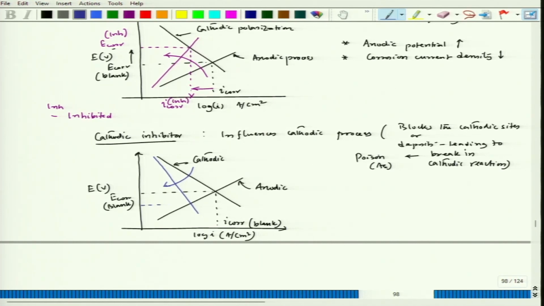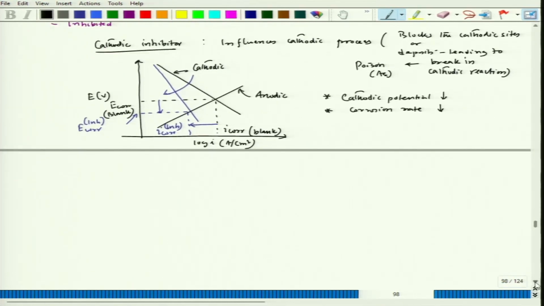So, now you could see the potential. This is E core inhibited, and this is I core inhibited. You could see that the corrosion rate reduces, at the same time E core drops. So, here two effects again. This is cathodic potential drops, corrosion rate drops. So, that is the basic difference.